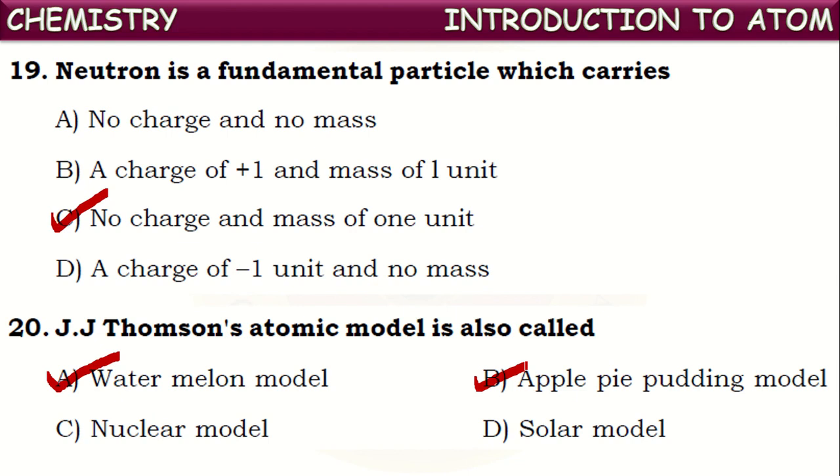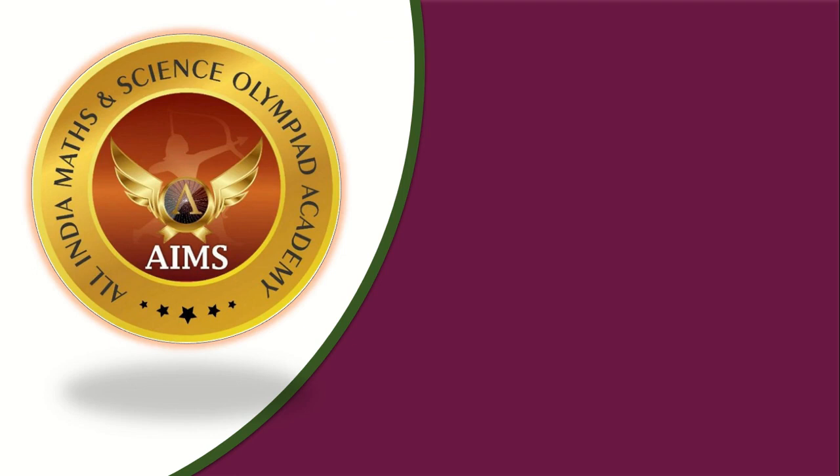These are the different names for J. J. Thomson's atomic model because he compared his model with these fruits. How the fruit pulp is spread over in the fruit and how seeds are embedded in it. With that he compared the positive mass and electrons. That is why his model is also called watermelon model and apple pie pudding model. These will be correct answers. Okay. This is practice sheet 1 on the introduction to atom chapter.